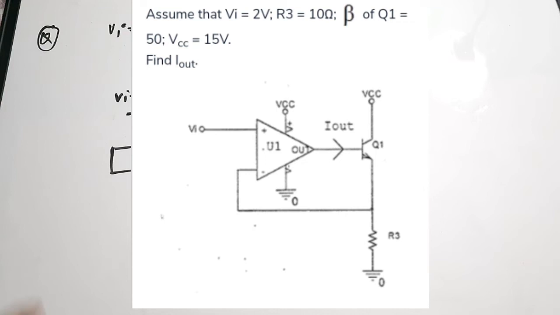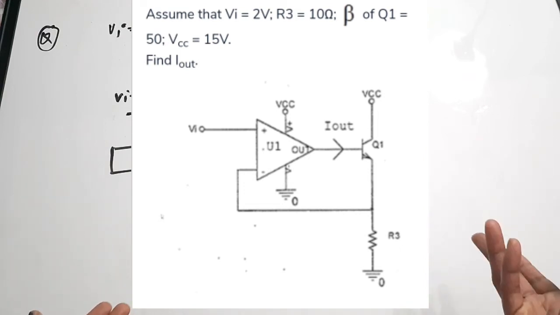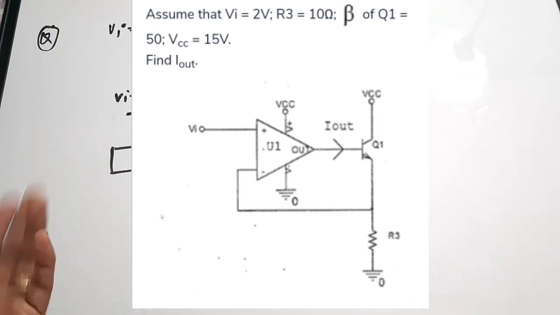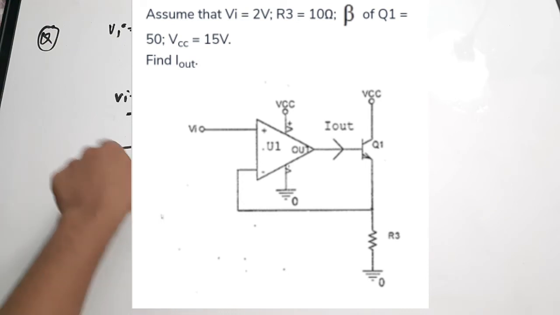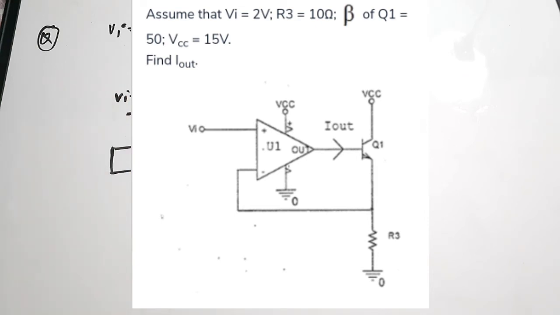The third question is connecting an operational amplifier or an op-amp and a BJT. These types of combinational questions you can also face, connecting two components, and various values will be asked, that is voltages or currents. So here you need to find what is I out. I out is actually the base current of this transistor Q1, and that is also the output current of the op-amp. You need to find what is I out.